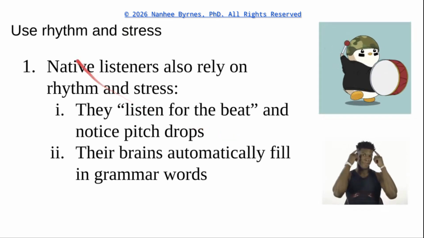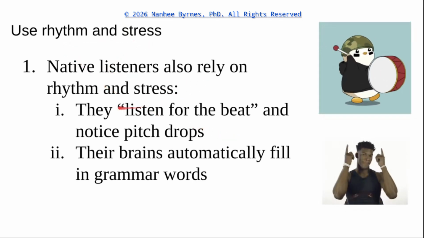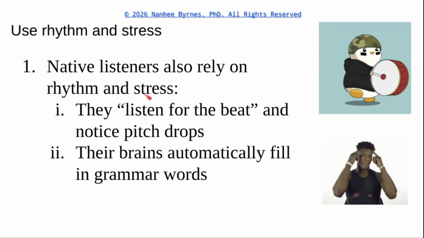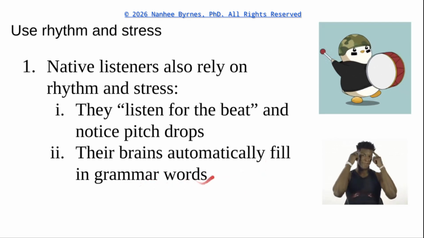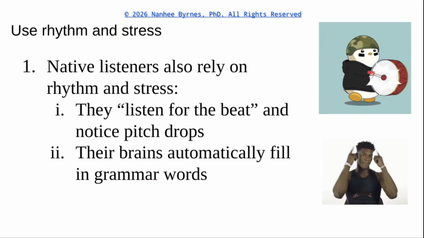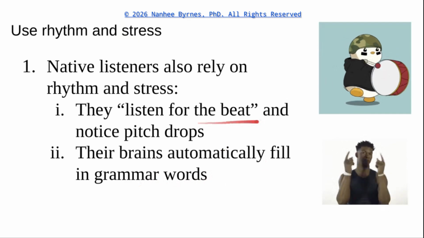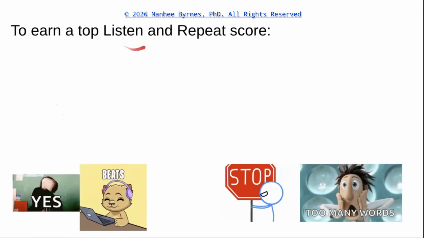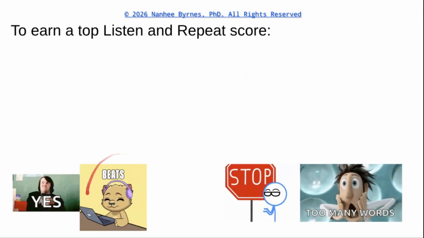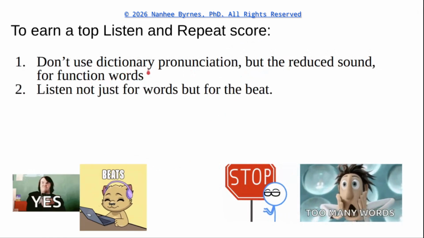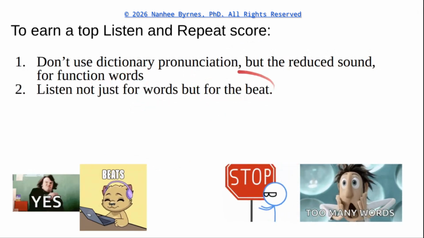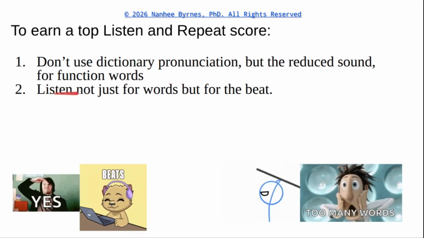In addition, native speakers understand each other through rhythm and stress. They listen for where the beat is and notice where the pitch drops, and the brain fills in the small grammar words automatically. So if your goal is to get a top score on the Listen and Repeat task, your goal is not to copy dictionary pronunciation. Your goal is to repeat exactly what you hear, including the music of English.